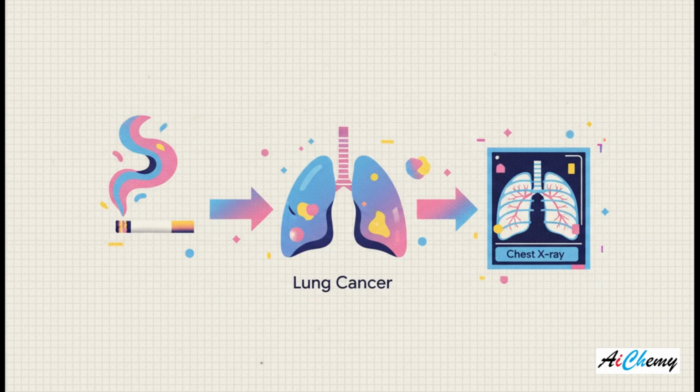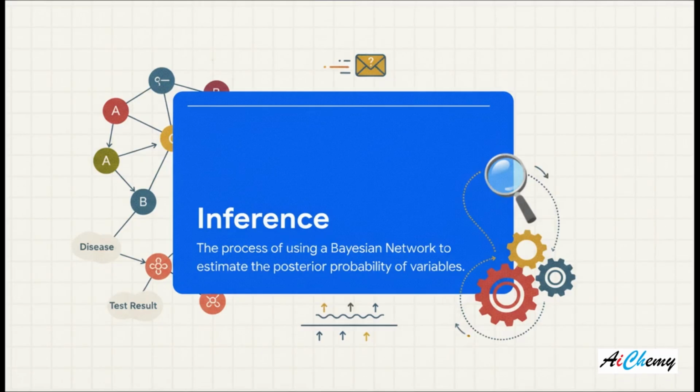So check this out. You can literally see how these ideas connect. That arrow from smoking to lung cancer shows a causal link. And the one from lung cancer to the chest X-ray result shows how the disease can affect a test. It's just a super intuitive way to map out knowledge. And this is the crucial part, right? Inference is how we actually use the map. It's the engine that lets us take a new piece of information, like say a test result, and then update our beliefs about everything else in the network, like the chances of someone actually having a disease.